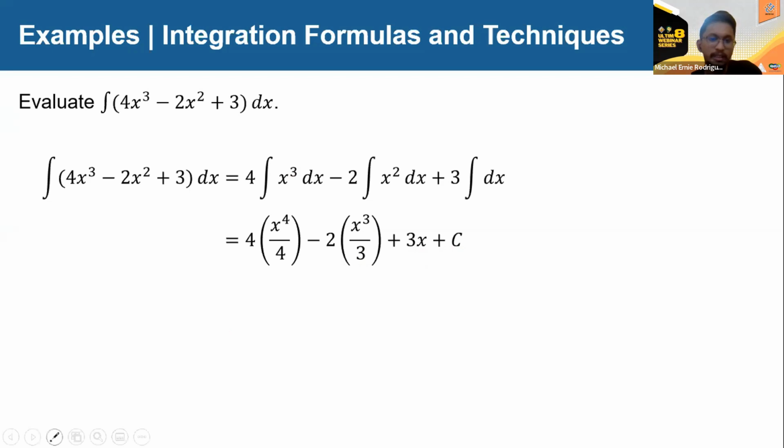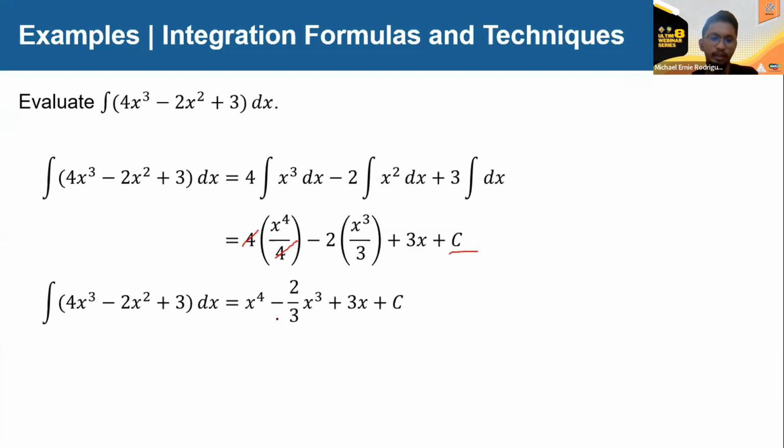Okay? So pag sa integral, huwag natin kakalimutan yung plus c na yan. And then, we can cancel 4 on the first term. Okay? So, simplified natin to. So, our answer is x to the 4th power minus 2 over 3 x cubed plus 3x plus c. So, this is the integral of 4x cubed minus 2x squared plus 3 dx.